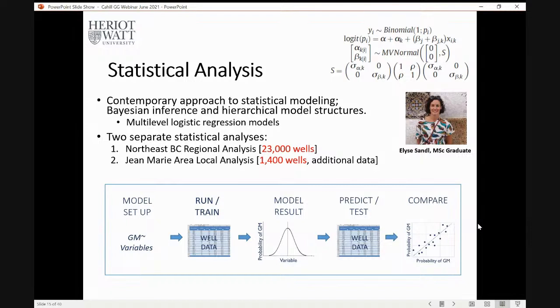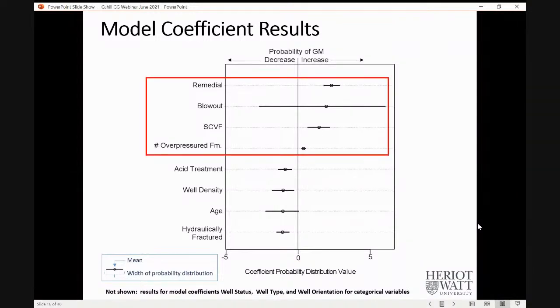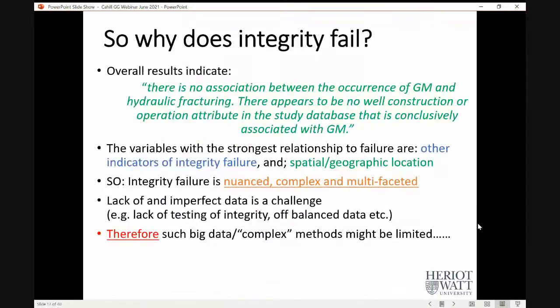From then we were able to start looking at which of these factors was typical, or a commonality, of wells which suffered gas migration. We can see here the model coefficient results. Without getting into the weeds of all the maths, this is the key part of the statistics, where we see which factors we include in the model either increase or decrease the probability that gas migration would occur. What we found was that these factors here, whether or not wells had additional remedial treatments, if there had been blowouts during drilling, whether there was inside casing flow, and whether or not they intersected an overpressurized gas-bearing formation, seemed to increase the probability, while these factors below seemed to decrease the probability of gas migration. So this was interesting. It started to give us some idea of what might be a causal factor in relation to integrity failure.